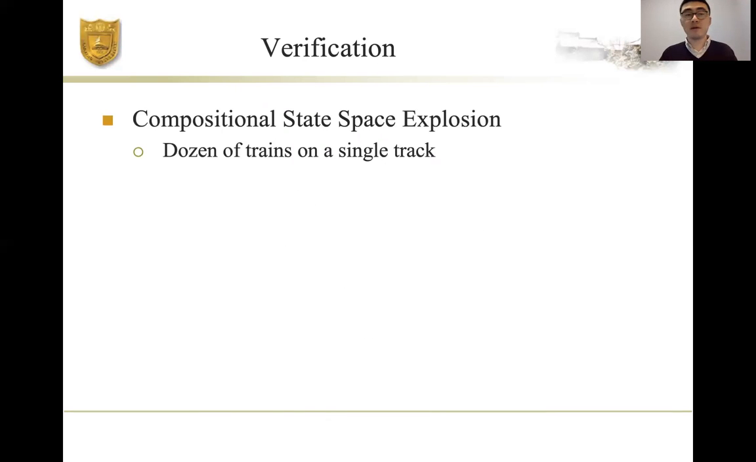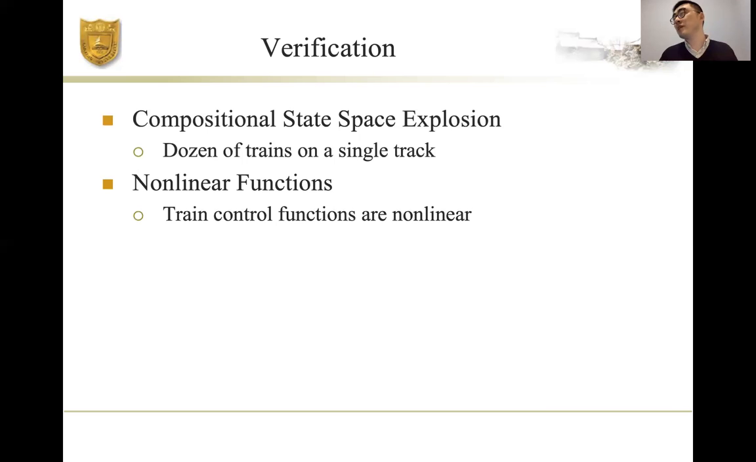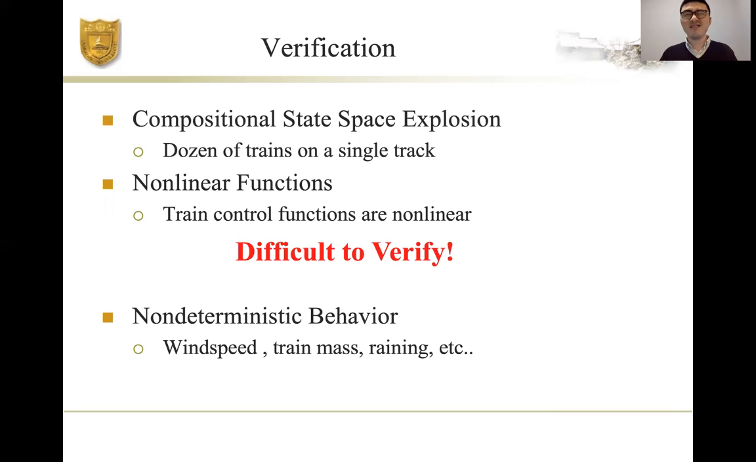First, we face computational state space explosion because we have dozens of trains on a single track. And we also face nonlinear functions because all the train control functions are nonlinear. You cannot see anything like dx/dt equals 1 in train control systems. It's difficult to verify. But that's not the most difficult part. If it were only computational and nonlinear, we could do nonlinear hybrid automata checking. We do have checkers there, right? I don't have one, but we do have that on the shelf.